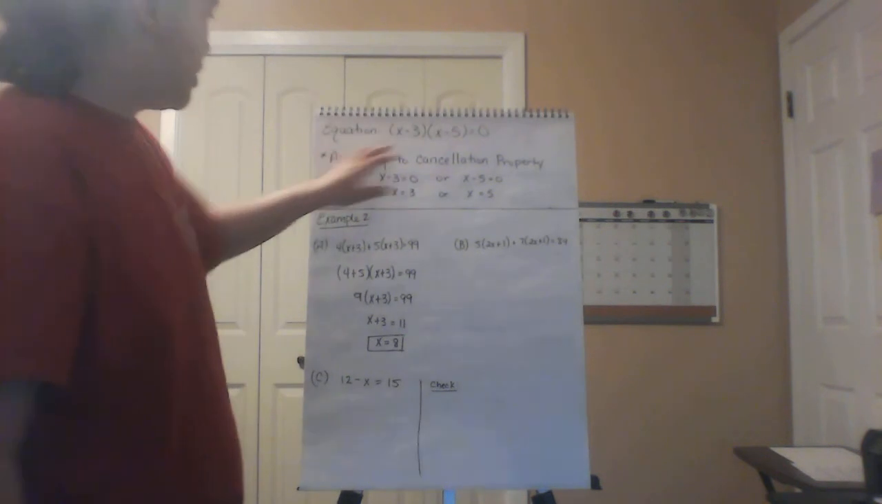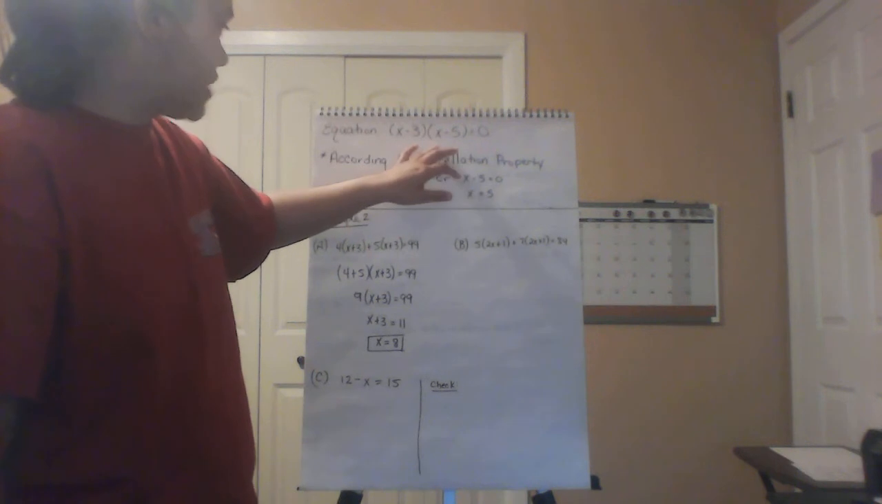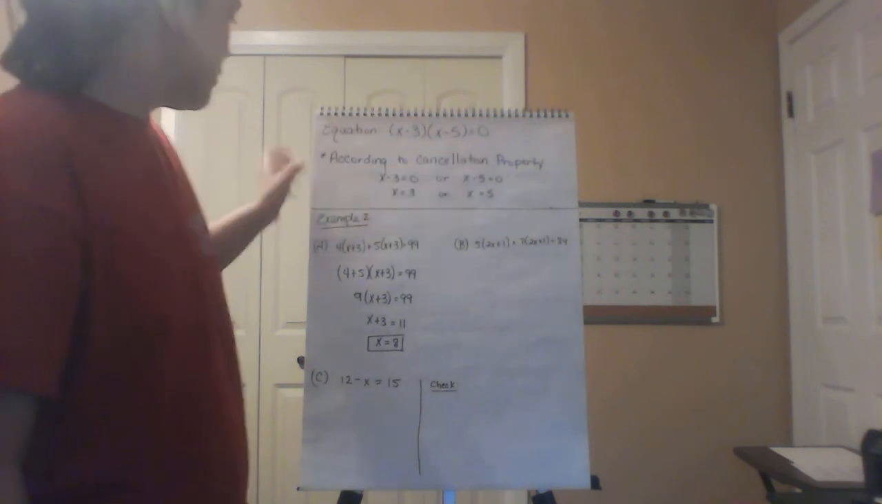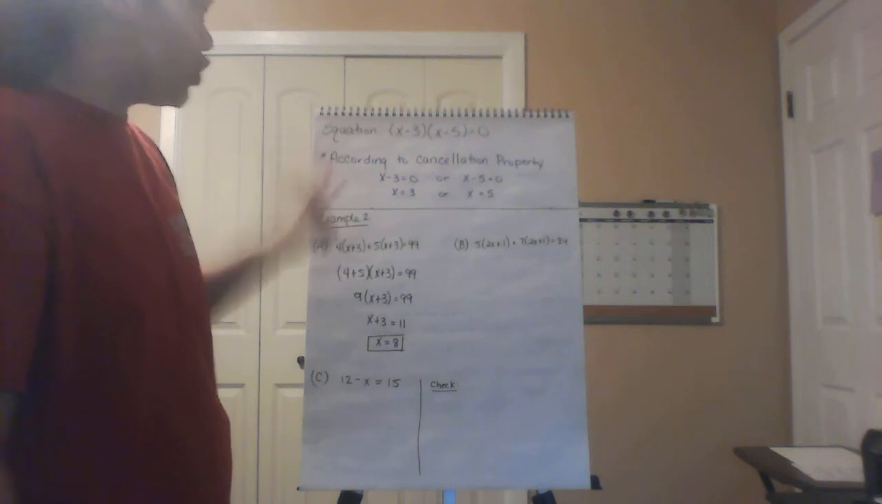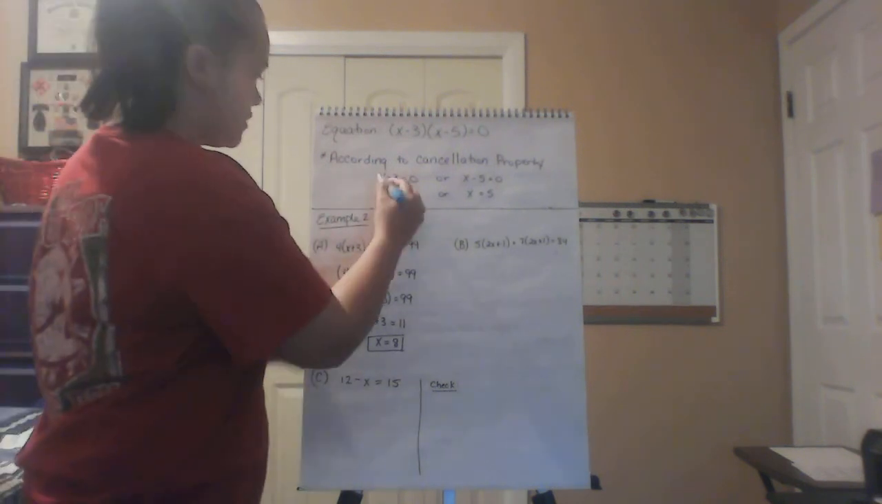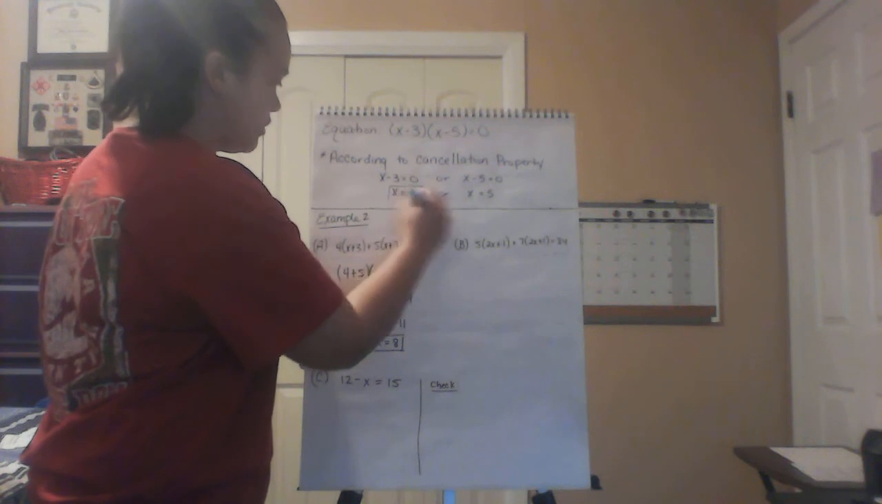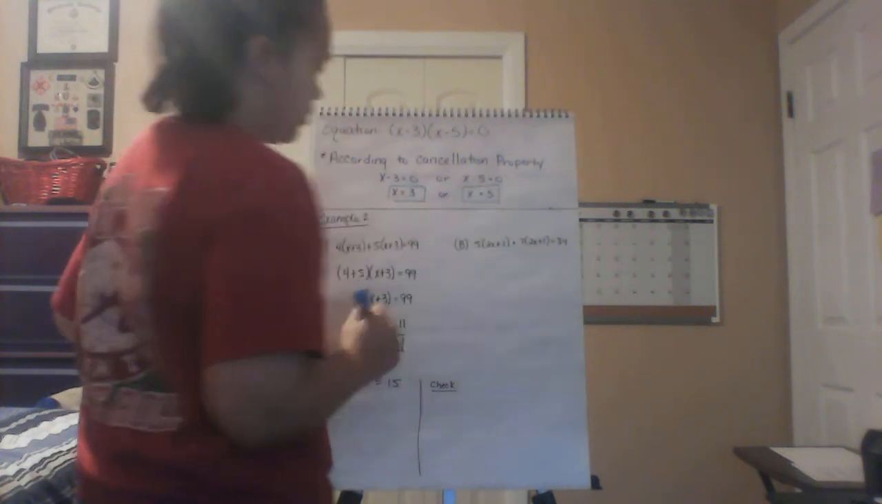Which, given the equation x minus 3 or x minus 5 equaling C, means that according to our cancellation property, it can give us two answers: either x equaling 3 or x equaling 5.